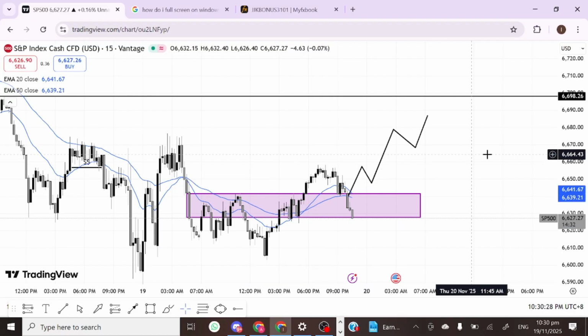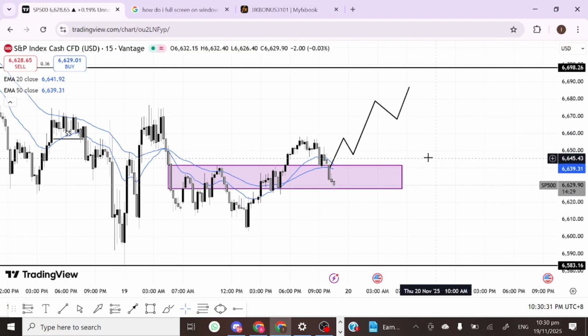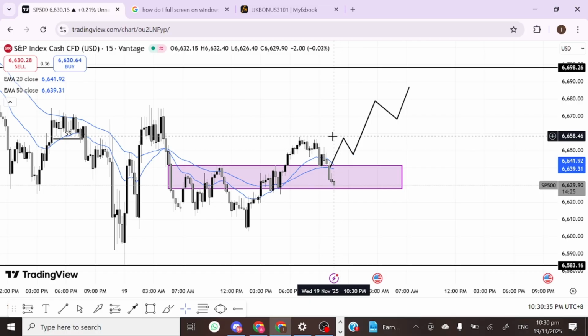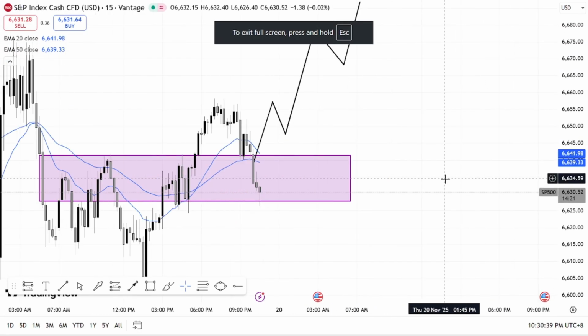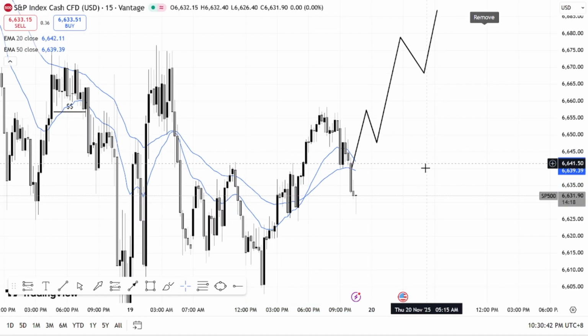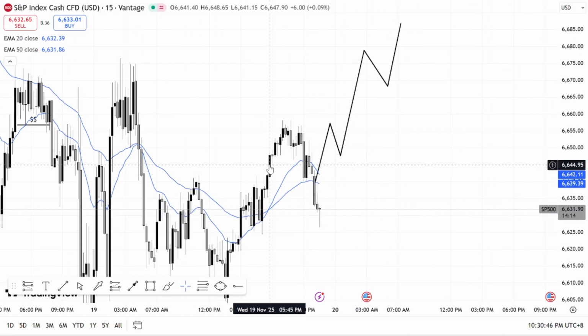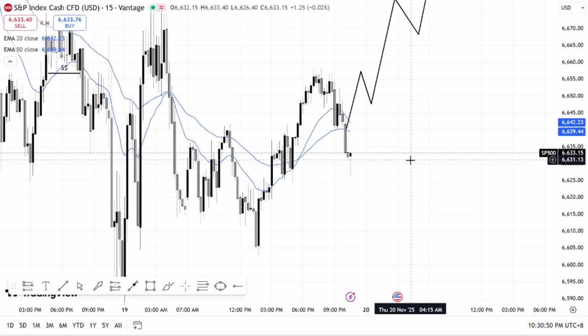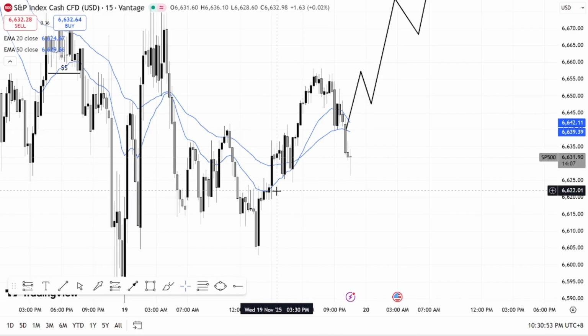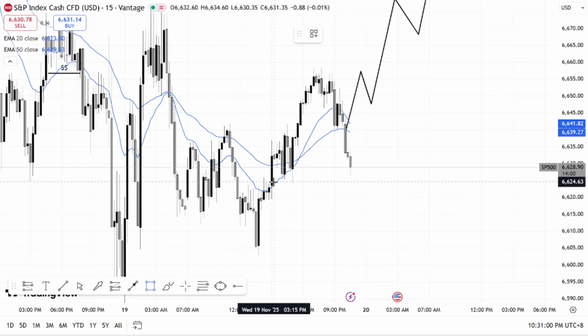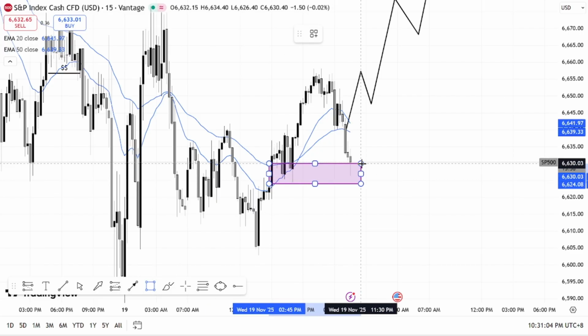Alright, so the London session has opened, and we can see that my fair value gap is kind of failing, so let's just delete that. But it's okay, we have plenty of fair value gaps. We have one right here, one right here. This one also is not that bad. Maybe this one might be a good fair value gap, so let's just mark this one.